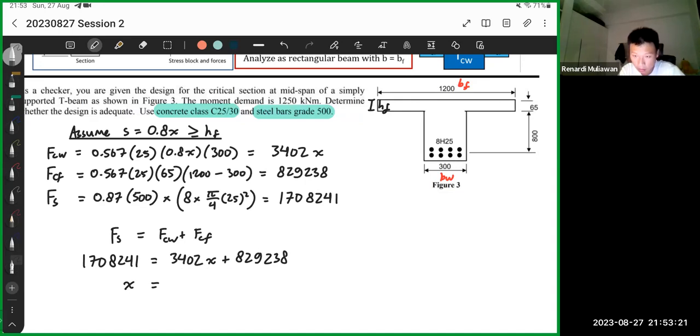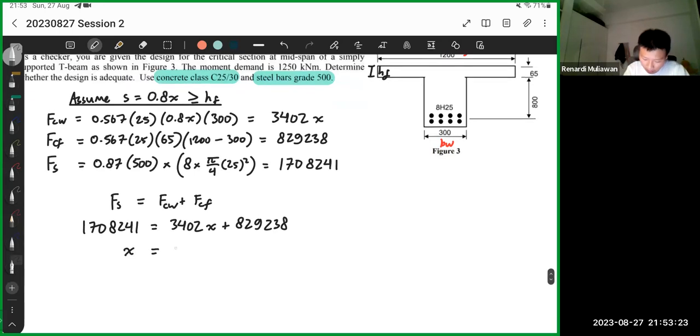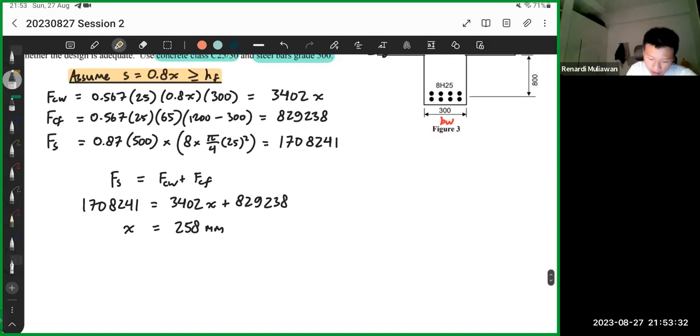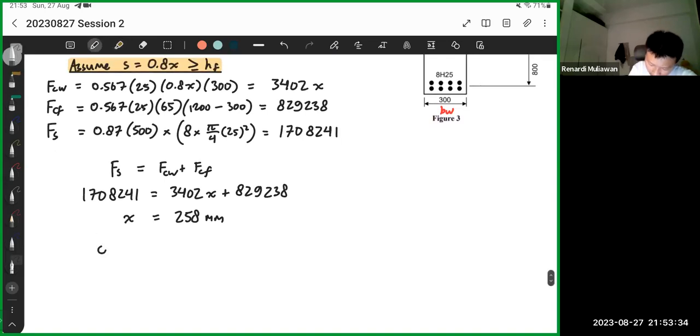So it's 258. Okay, so actually there are two things that you need to check. First thing is the concrete first. So 0.8x. Okay, check assumption.